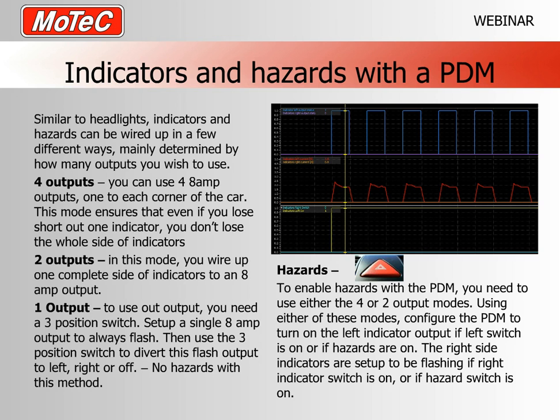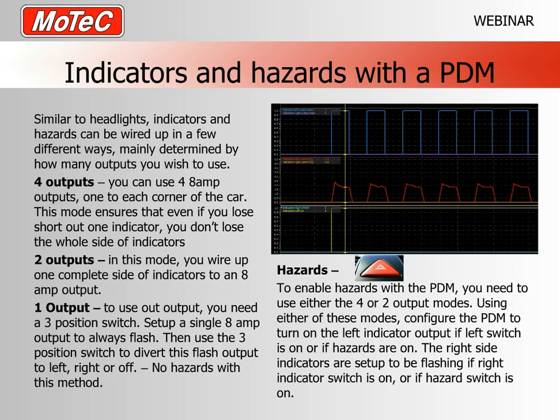And finally, you could use 1 output, in which case you still need a switch which will divert the output to which of the relevant lamps you need to flash. So you can set up an 8 amp output to be flashing continuously, and then you have a 3-position switch, which is either off in the center position or is flashing the left indicators in one position and the right indicators in the other. This wouldn't allow you to run hazards, but this would allow you to run indicators off a single output.